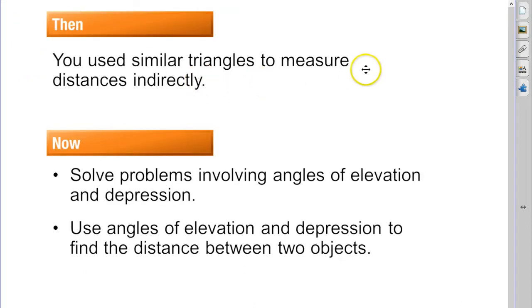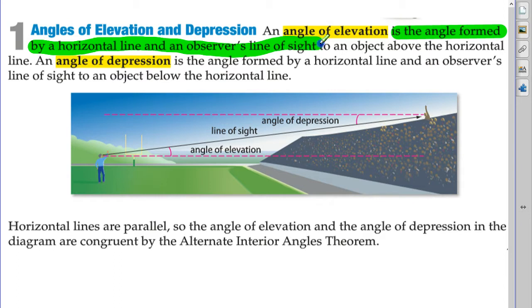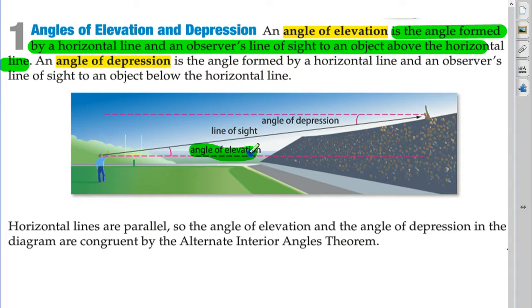So we've used similar triangles before, but now we're going to use specifically angles of elevation and depression and trig to find missing values. So an angle of elevation is an angle formed by a horizontal line and the observer's line of sight to the object above the line. So for instance, right here, here's the angle of elevation.